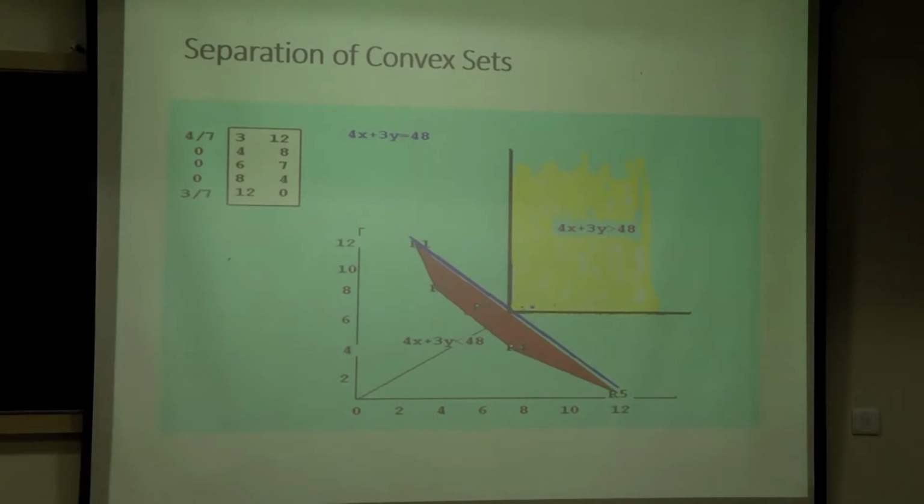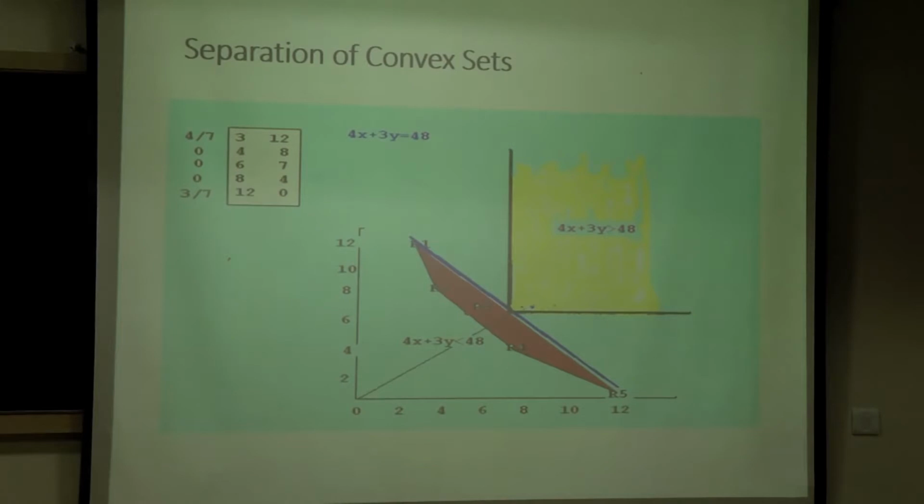Okay. So we call this 48 over 7 the value of the game, and this is a good strategy for player 1, and the other one, 4 over 7, 3 over 7 on the top, if you write it, is the good strategy for player 2. That's all. The theorem is only that.